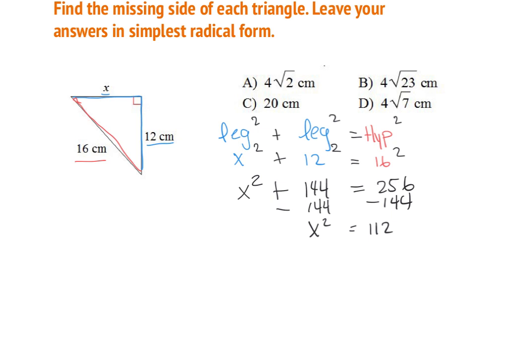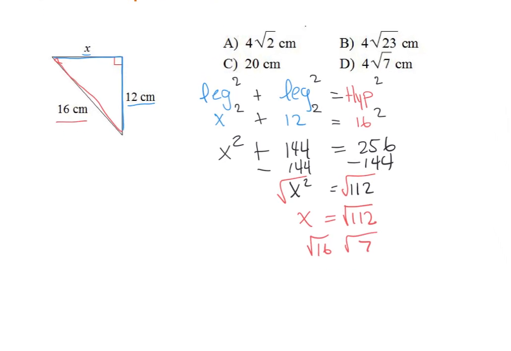And then we're going to take the square root of both sides to get rid of that power. Square root of 112, but I need to simplify my answer. So that radical can be split up into square root of 16 and square root of 7. Square root of 16 is 4. Square root of 7, so my correct answer should be D.